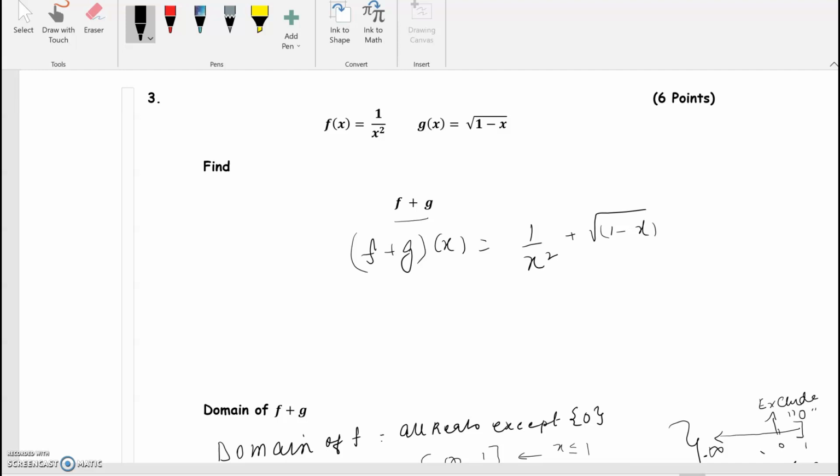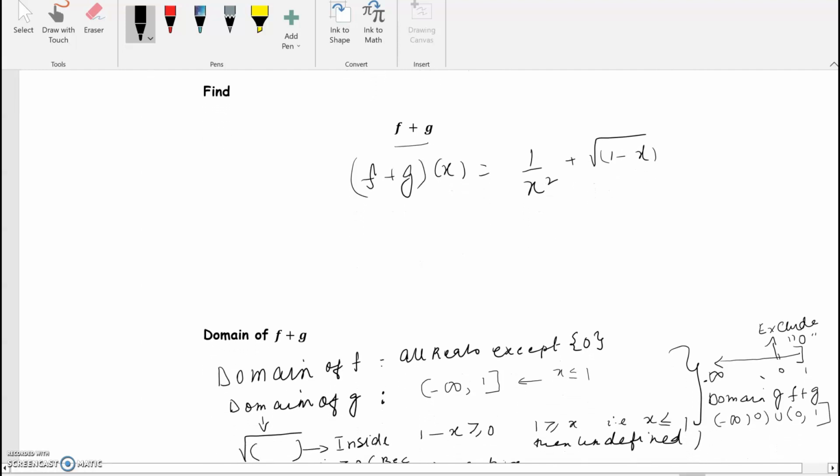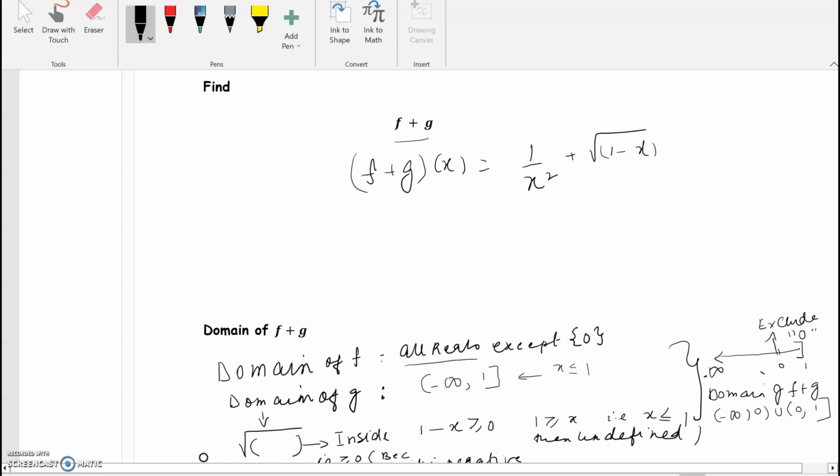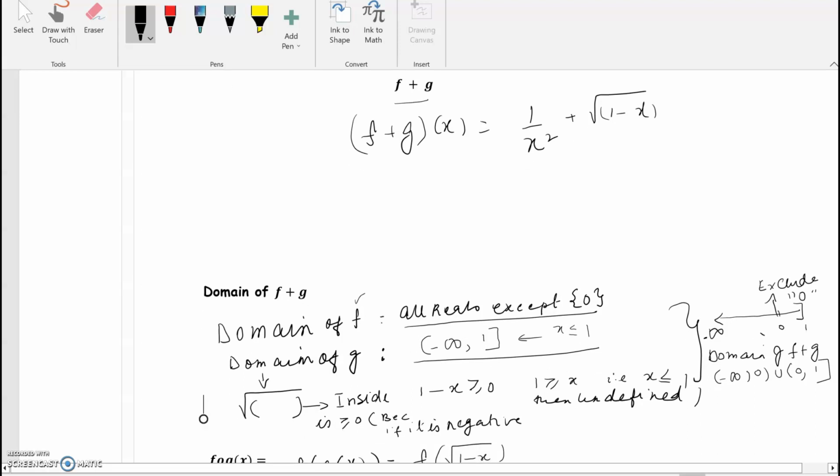Where exactly is the sum function defined? We need to make sure that the function f is defined and function g is also defined, but we have to get rid of those numbers where either f or g is undefined. Okay, so we have all reals except 0 for the domain of f. The domain of g is all reals less than or equal to 1.